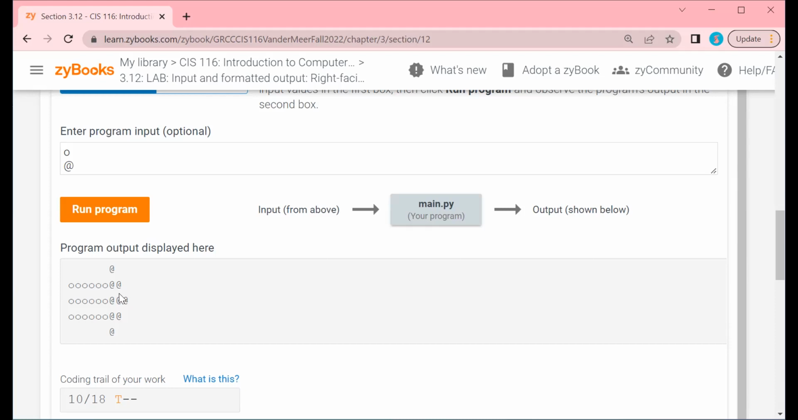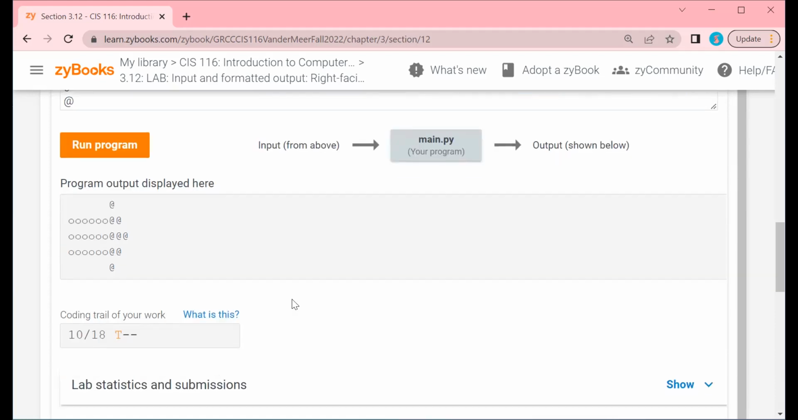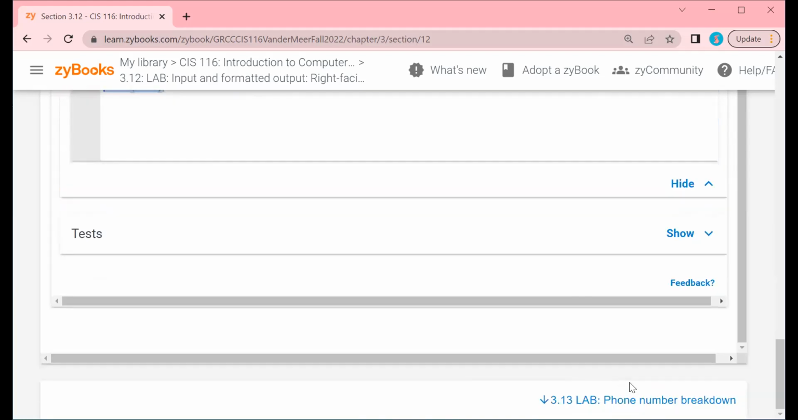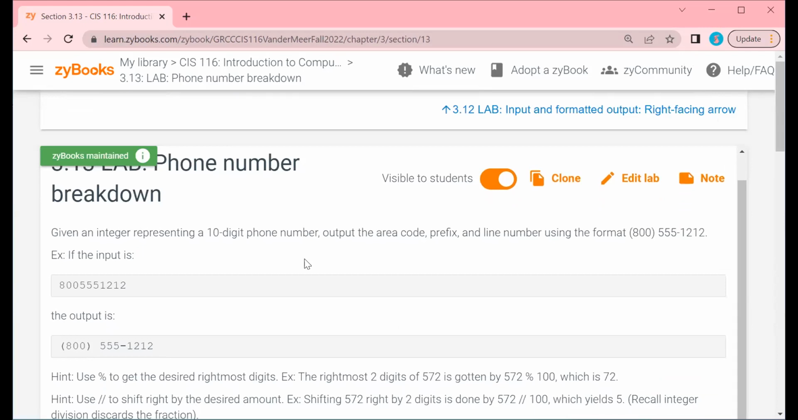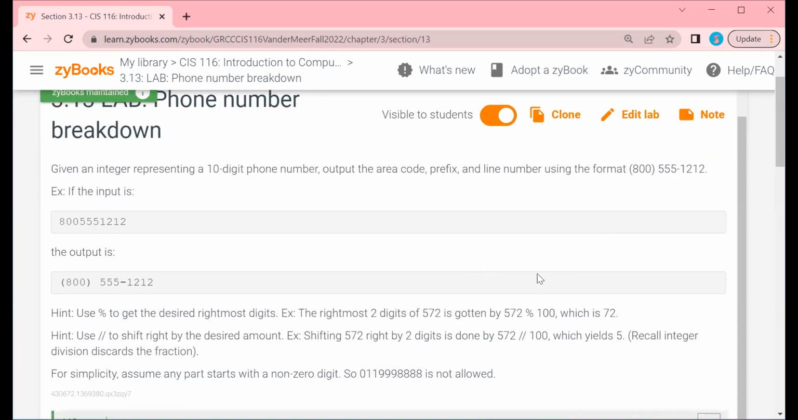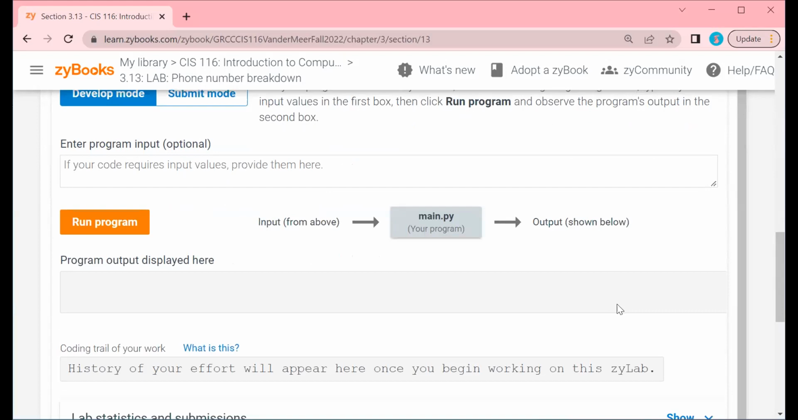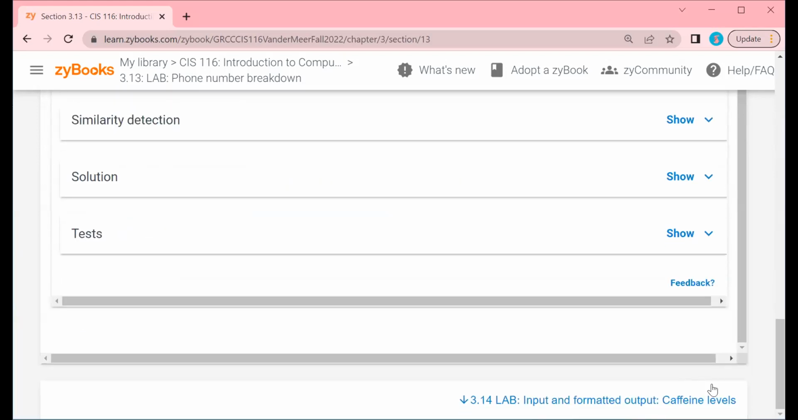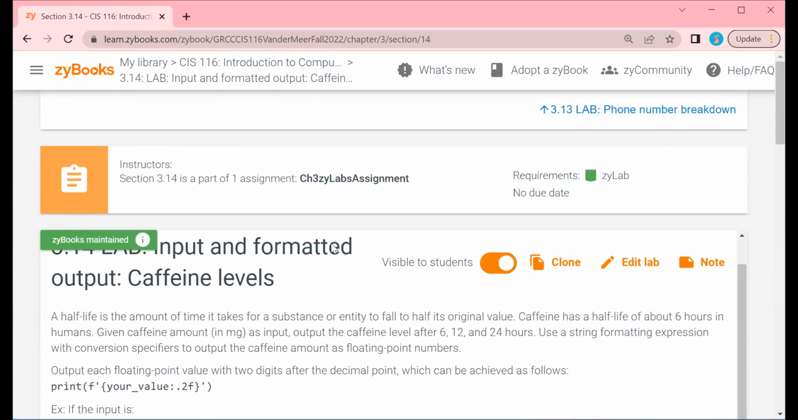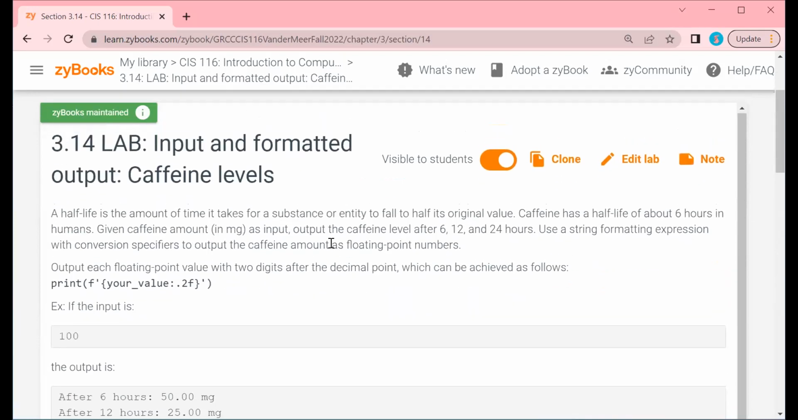Okay, let's look at 313. I do skip 313 because anyone can try it if you want. I just don't like it. It's a weird program and it's complicated, but give it a try if you want. Okay. 314.